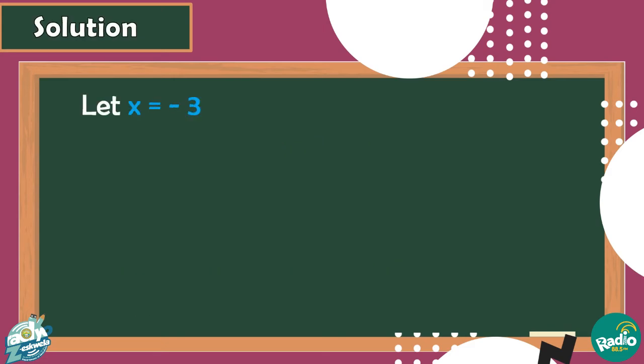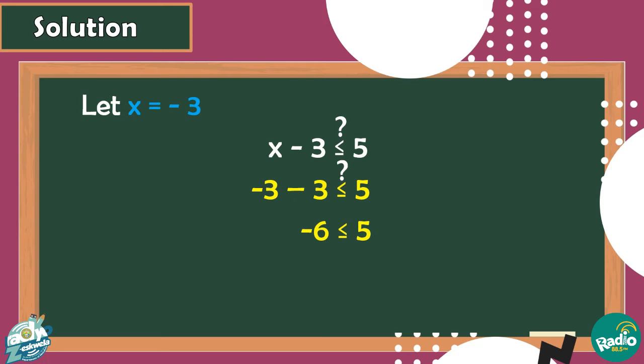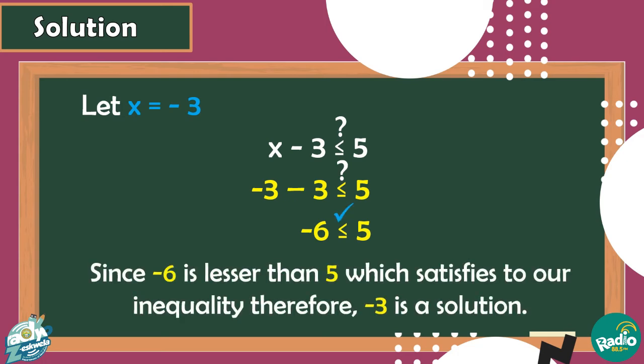How about x is equal to -3? Using our given inequality, substitute the value of x, which is -3. It will become -3 minus 3 is less than or equal to 5. By simplifying, we got -6 is less than or equal to 5. Is this true? Since -6 is less than 5, which satisfies our inequality, therefore, -3 is a solution.